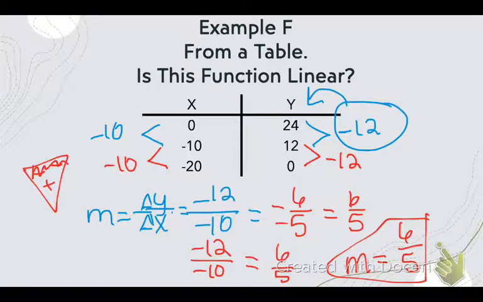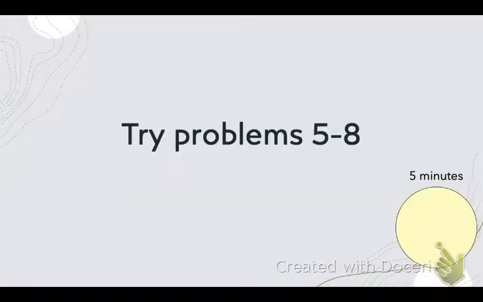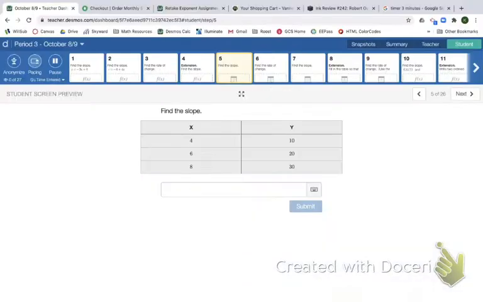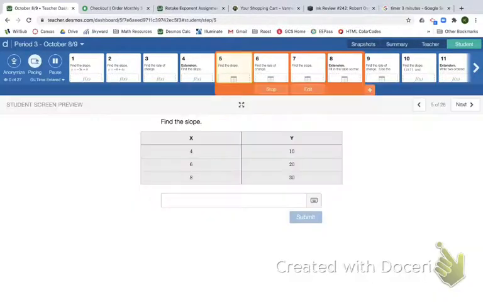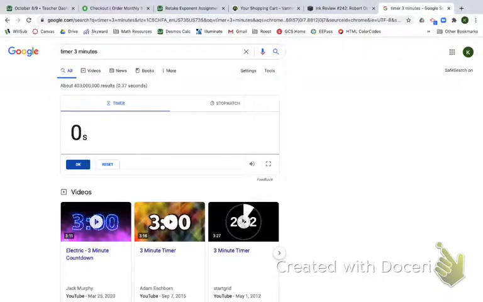All right, let's go back to our Desmos activity, and we're going to do problems 5 through 8. This time, we are actually going to have 5 minutes for you to do this. So let's put on a timer for 5 minutes. Go ahead and begin your Desmos while you wait.